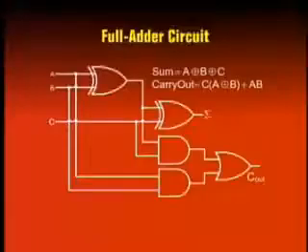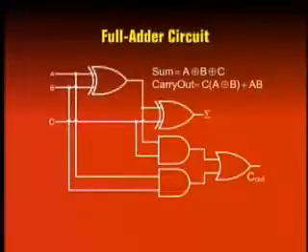The carry out expression is implemented using 4 gates, an exclusive OR gate, 2 AND gates and an OR gate. The term A exclusive OR B is represented by the first exclusive OR gate. The AND gate on the top does an AND operation between the output of the first exclusive OR gate and the carry in. Similarly, the second AND gate does an AND operation between the 2 inputs A and B.